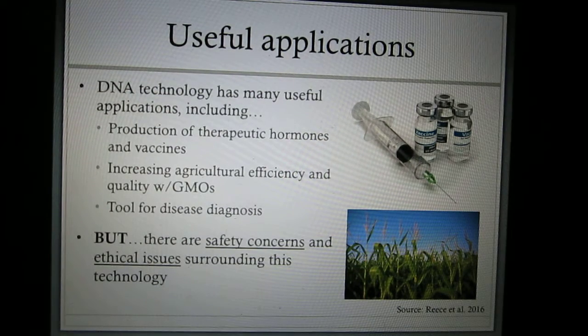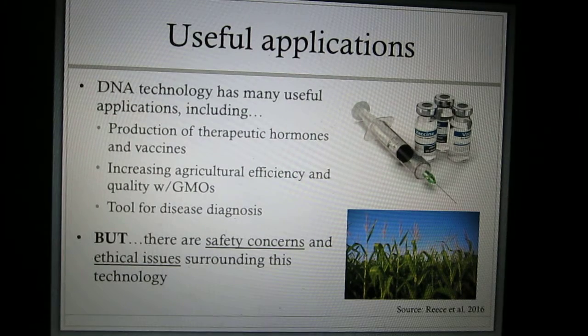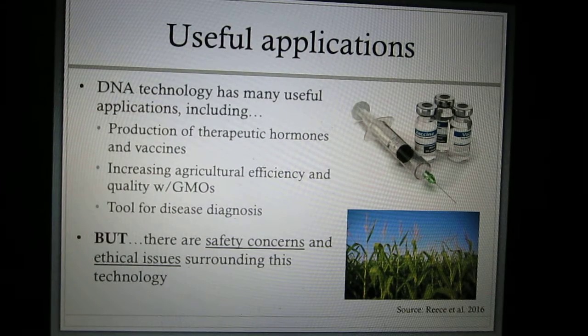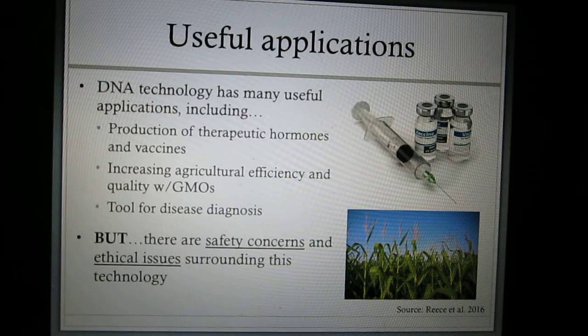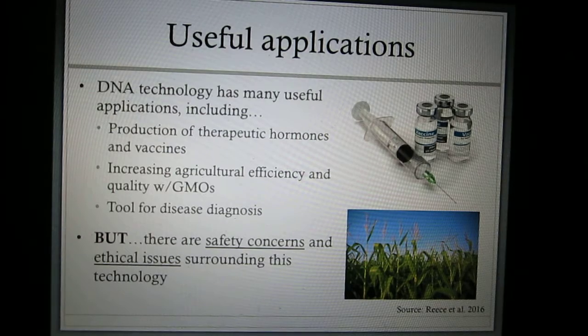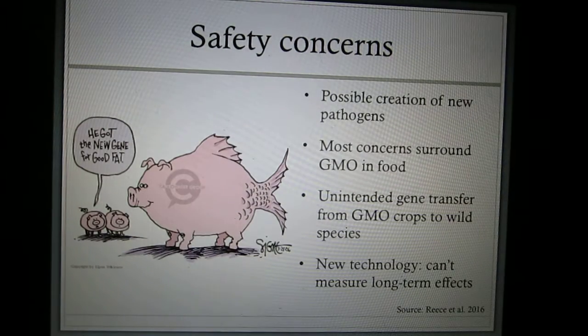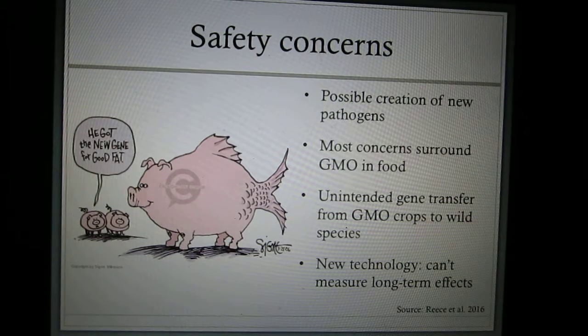DNA technology is also a tool for disease diagnosis. For example, it's been used to help diagnose cystic fibrosis and Huntington's, which are both considered fatal genetic disorders. However, there are considerable safety concerns and ethical issues surrounding this technology. So I separated this into two slides. This one is safety concerns and the next one is ethical issues. However, there is some overlap between the two.